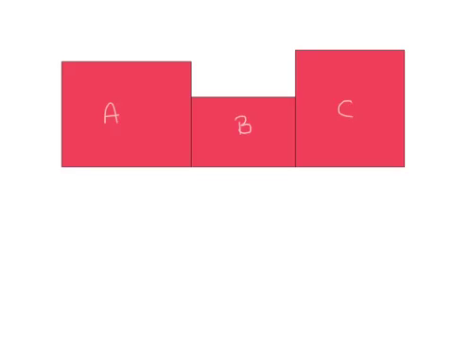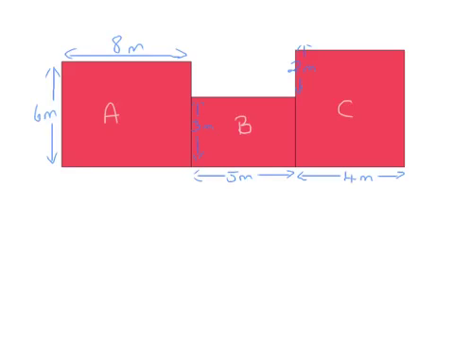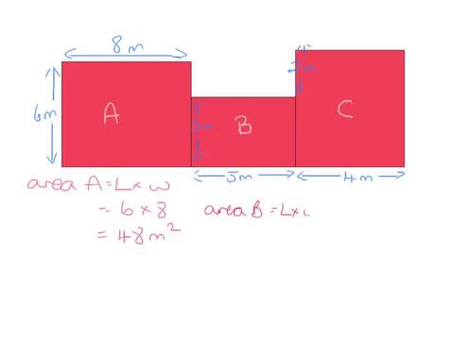Here's another example of compound area. This shape has been split into 3 sections, into area A, area B and area C. On this example, I would work out area A, which is length times width, which is 6 multiplied by 8, which is 48 metres squared. I would then work out area B, and area B is length times width, and that is 3 multiplied by 5, which gives me 15 metres squared.